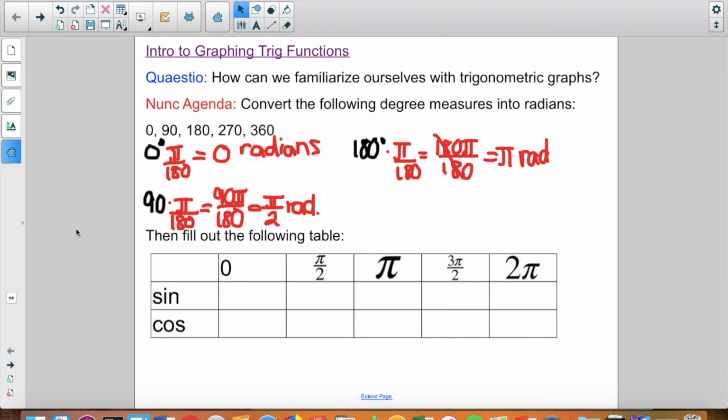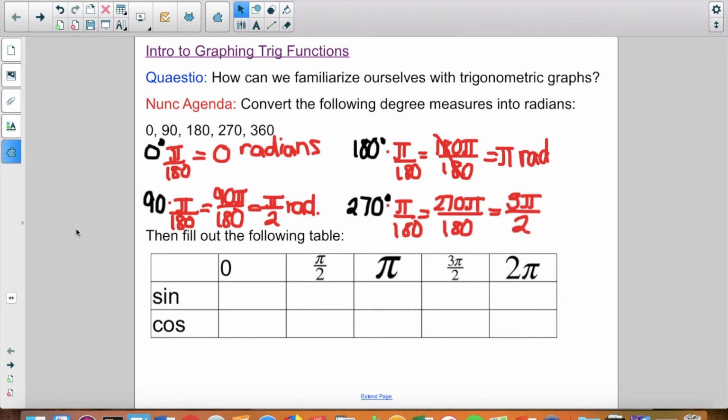Okay, then we have 270. Same process. Multiply by pi over 180. Then we have 270 pi over 180. And when you simplify that, you actually get 3 pi over 2.